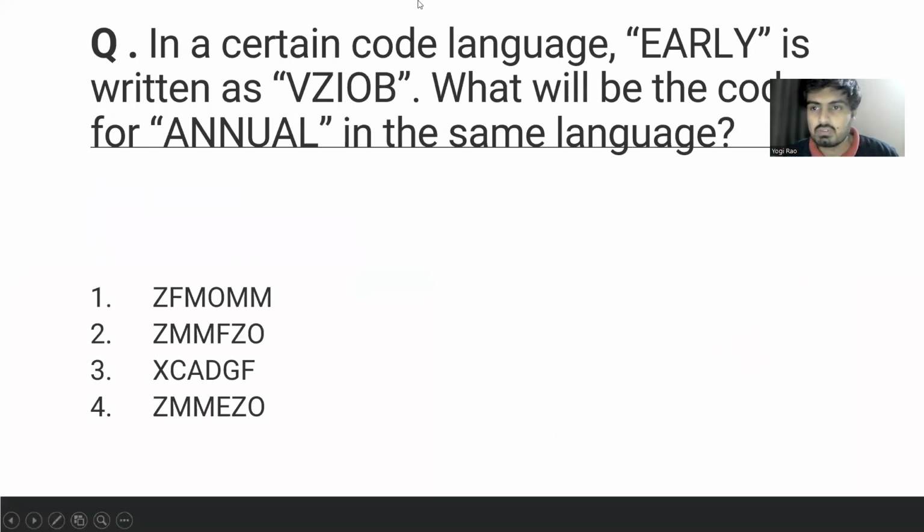Let's give this question a try first. You can pause your video and try this question. Here we can see that A is opposite of Z and Y is opposite of B. So from here we can guess that opposite alphabets are taken. So opposite of A will be Z, and opposite of Z will be A. So we can eliminate the third option as well as the first option.